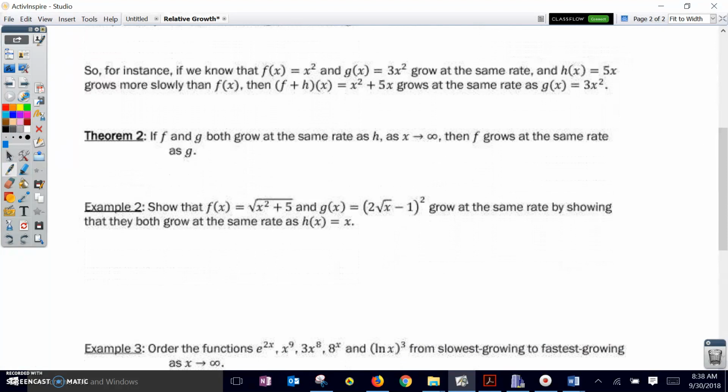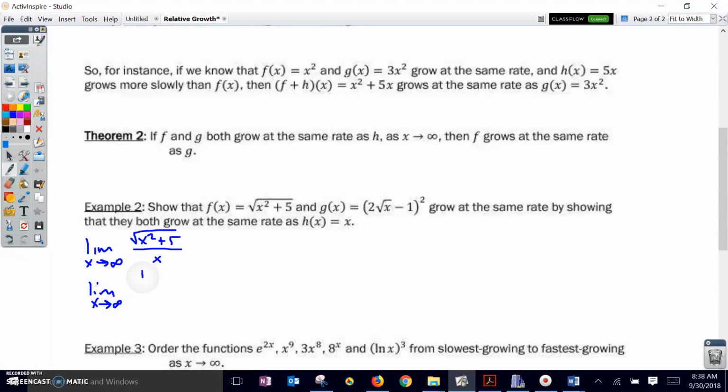Example 2, we're going to show that f of x and g of x grow at the same rate by showing that they both grow at the same rate as h of x equals x. So first I'm going to compare f and h. So we've got those two functions, which is infinity over infinity. So I apply L'Hopital's rule.